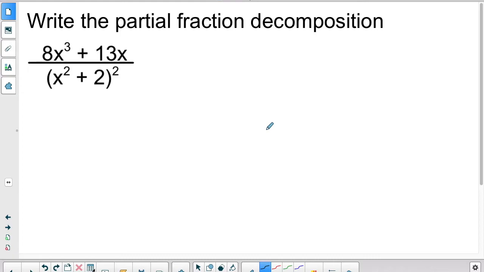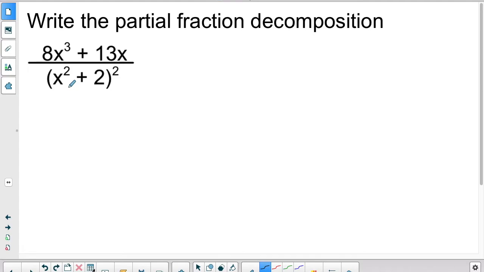And that's going to be these two here. Now when we look at this, it's very tempting to say that the degree of the top is greater than the degree of the bottom. It's very tempting to say that. But really, we have this thing squared. So really the degree of the bottom is not 2, it's actually 4. The degree of the bottom is 4.